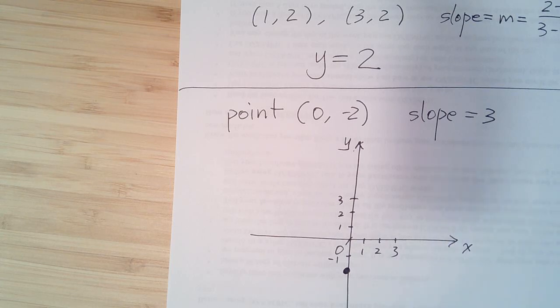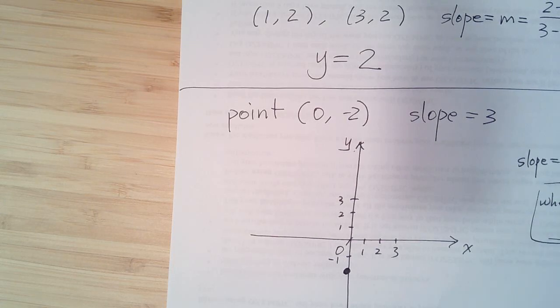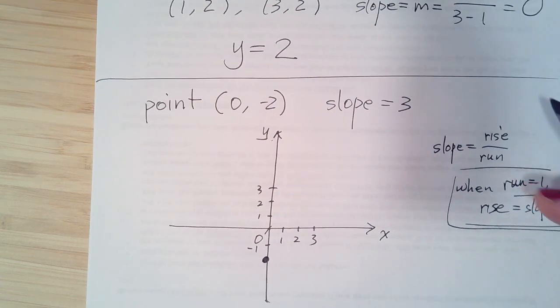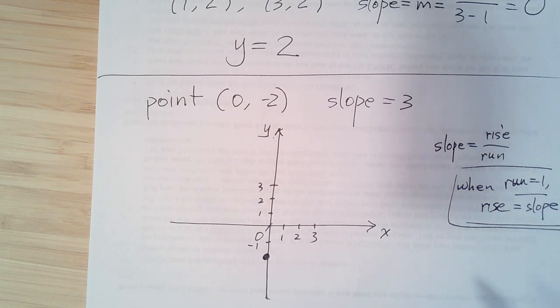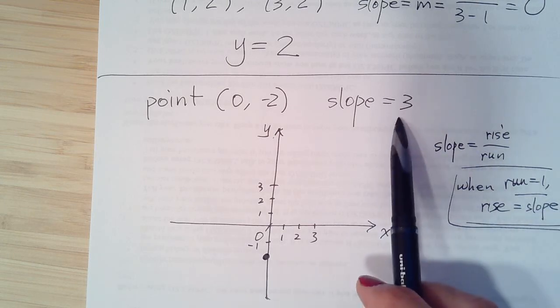Once we know the slope, slope is 3. What is the slope? Rise over run. Okay, slope is rise over run. What happens when run equals 1? Then the rise is just the slope itself, isn't it? So slope is 3 means when x increases by 1, y will increase by 3. When x increases by 1, which is the run, y will change by the amount of the slope value.